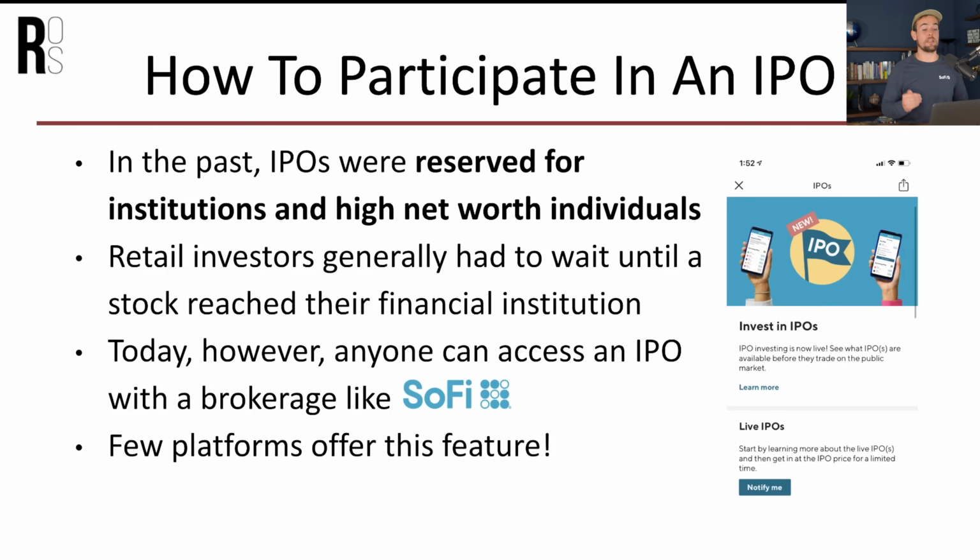Retail investors generally had to wait until a stock reached their financial institution or brokerage account. And the downside there is that if there is a big move with an IPO, oftentimes, if a stock goes public, it can go much higher or much lower than the initial public offering price immediately. And the downside is with most IPOs in the past, retail investors wouldn't have an opportunity to get in at the IPO price. They would only be able to purchase on the market after a new price was settled based on that supply and demand.